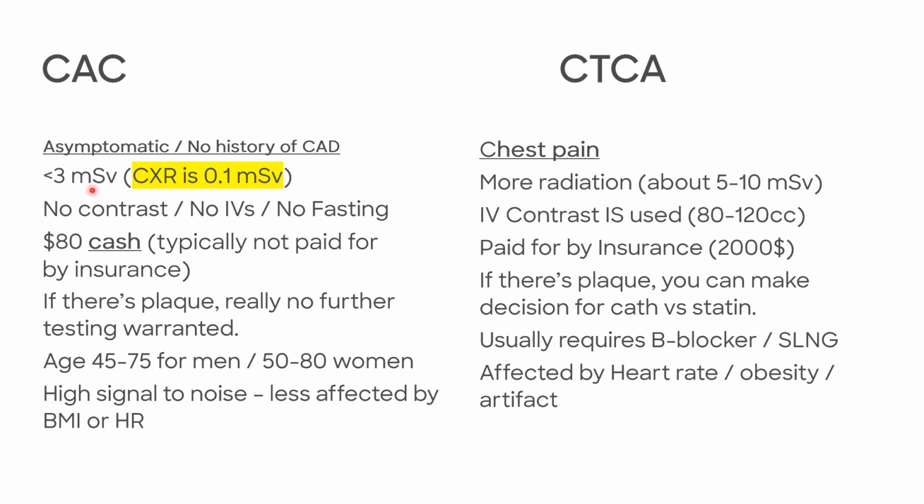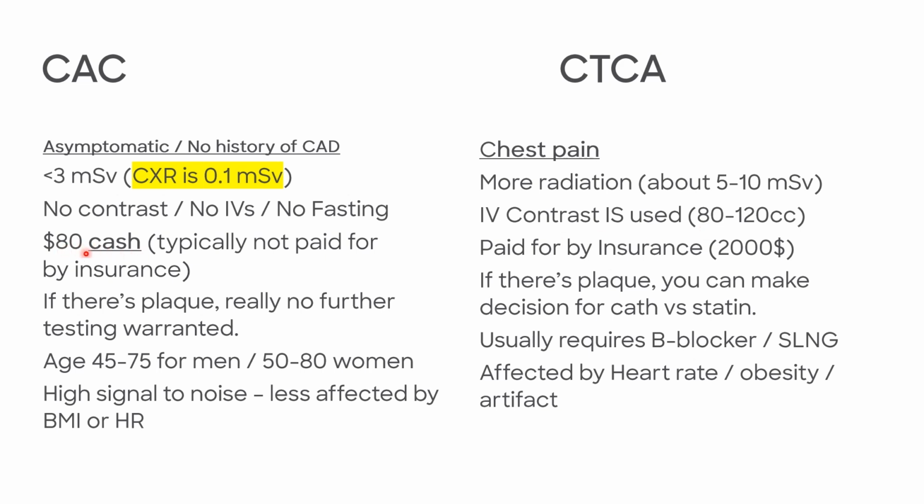The radiation dose is much less for a calcium score, and to put it in perspective, a chest x-ray is about 0.1 millisieverts, very low dose. It's usually 1 to 3 for a calcium score, much higher for a CT coronary angiogram, about 5 to 10 millisieverts. There's no contrast used for a calcium score, so you don't need an IV, you don't need to fast. For a CT coronary, you actually need an IV, and you need to inject contrast. Usually use about 80 to 120 cc's, so it's not great for people who have bad kidneys, but it's negotiable.